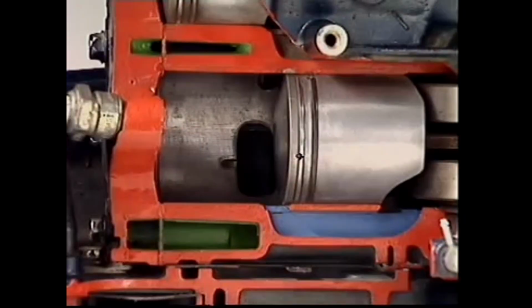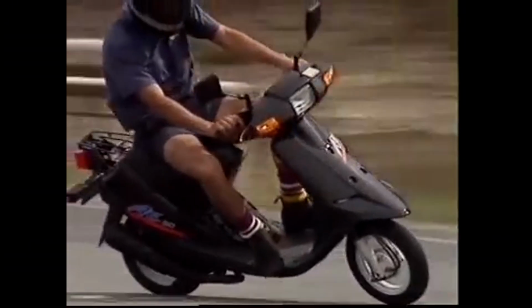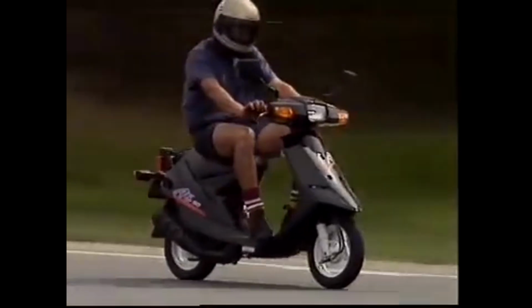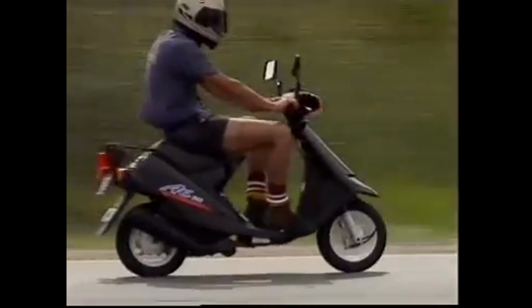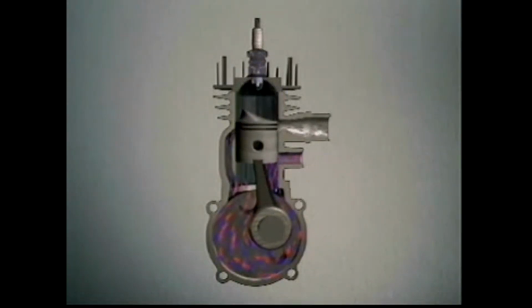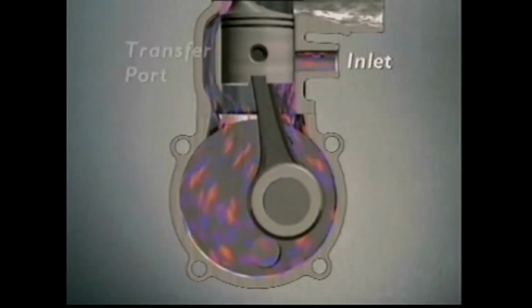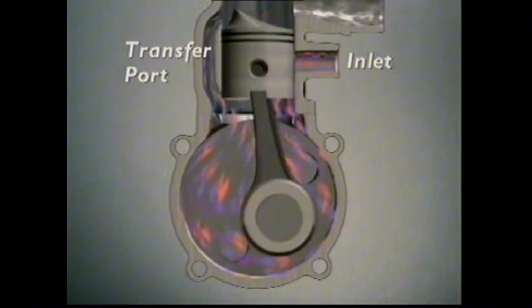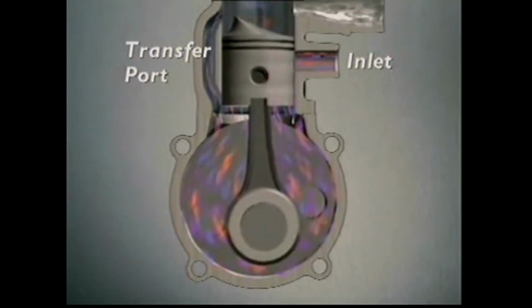Let's look at the principles of the 2-stroke petrol engine. The 2-stroke petrol engine is different from the 4-stroke petrol engine. In a 2-stroke engine, the inlet and exhaust ports are opened and closed by the movement of the piston, but it is still an internal combustion engine and has the 5 events common to all such engines.